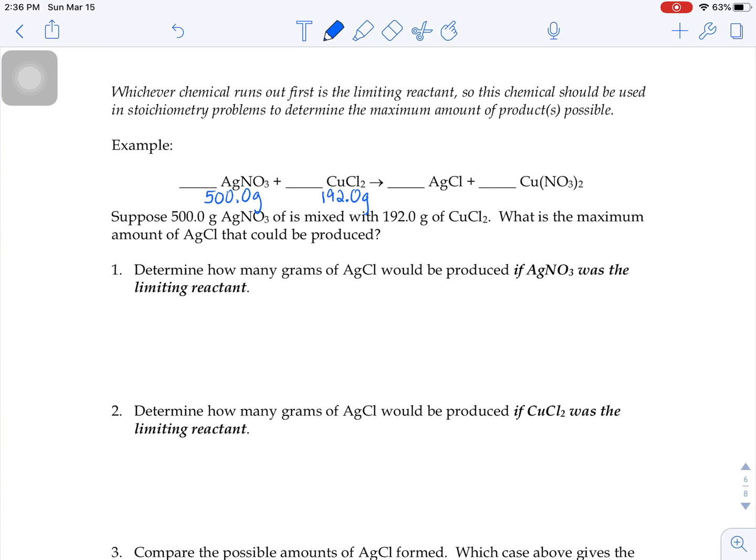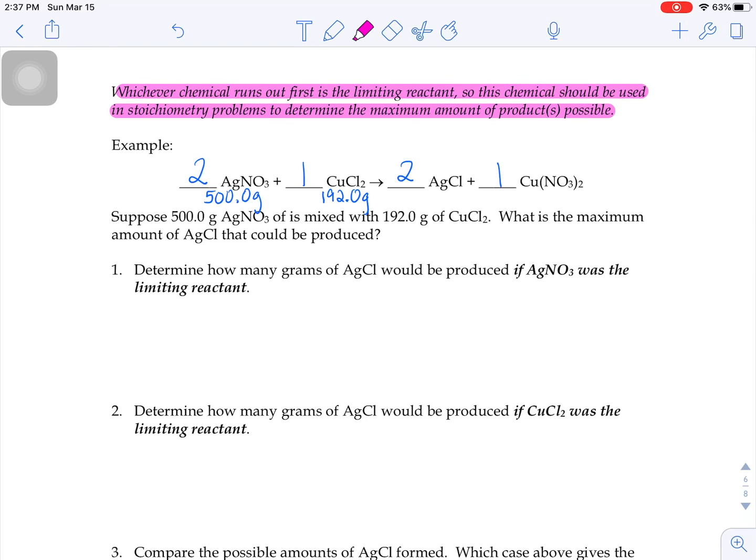We need to balance our reaction overall, so I would need a 2 in front of the silver nitrate and a 2 in front of the silver chloride. These are both 1s. It tells us up above that whichever chemical runs out first is your limiting reactant. So that's the chemical that's going to determine how much product you could make. The problem is we're not sure if that limiting reactant is the silver nitrate or the copper 2 chloride.